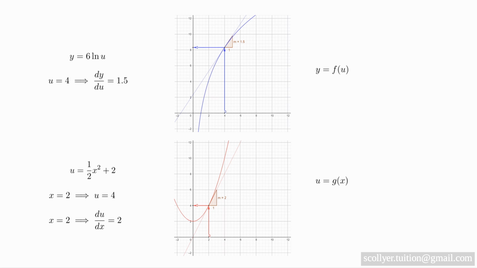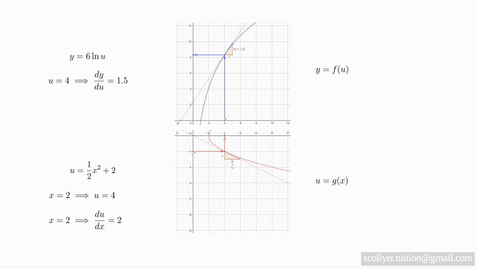On the bottom graph, we see that if we let x increase by 1 unit, then u increases by 2 units. That is due to the fact that the gradient of the graph at the point in question is 2. On the top graph, if we let u increase by 1 unit, then y increases by 1.5 units, which is due to the fact that its gradient at the appropriate point is 1.5. If we now rearrange these graphs so that the output of g becomes the input of f, we see that when x increases by 1 unit, y increases by 3 units.